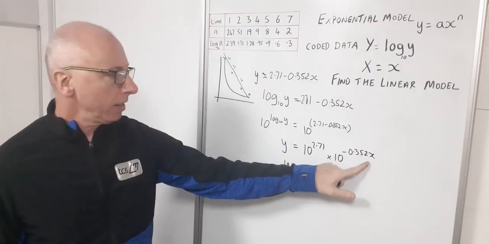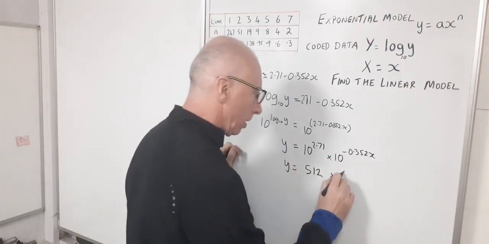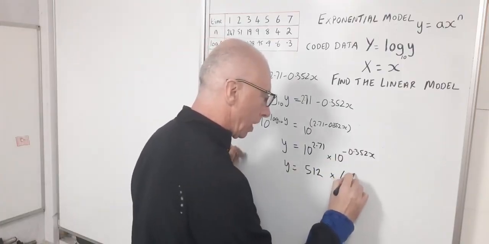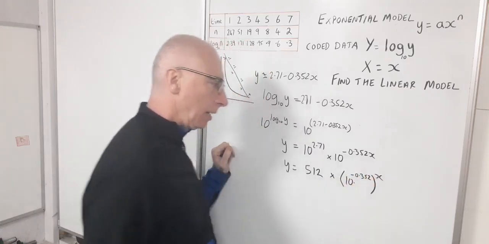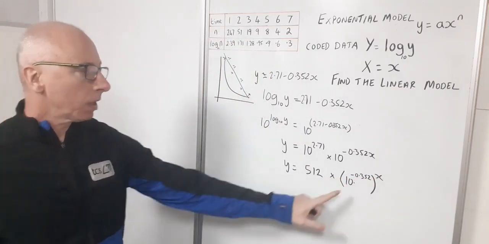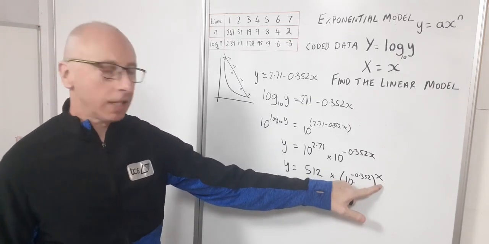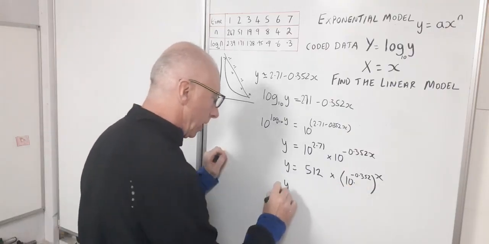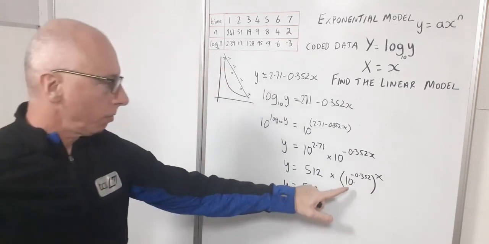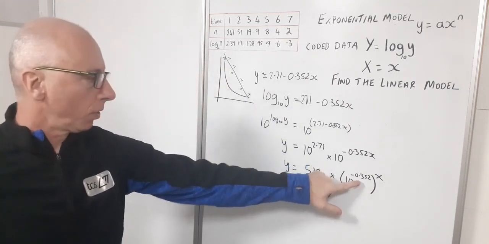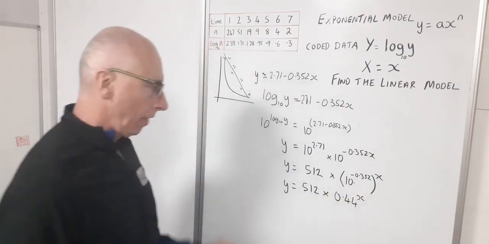Now what I could rewrite this as is 10 to the minus 0.352. So open that up in brackets, minus 0.352, and then raise that to the power of x. And then we can plug that into our calculator and get a value and then rewrite it in terms of the indice x. So then we get y equals 512 times, now this will give you approximately 0.44. So that's 0.44 to the power of x.